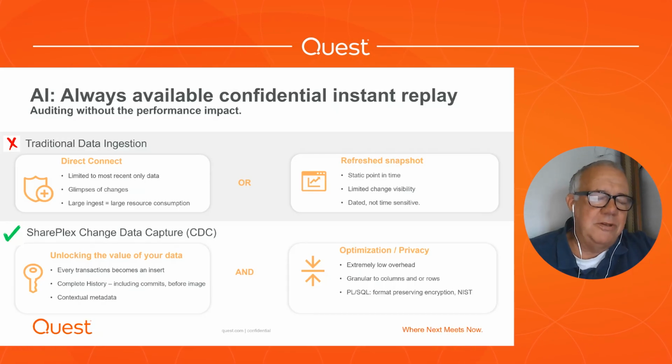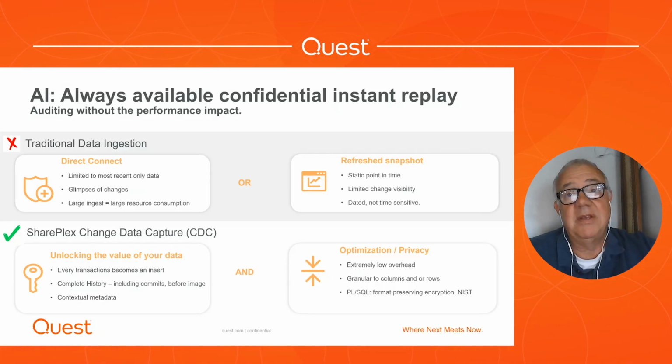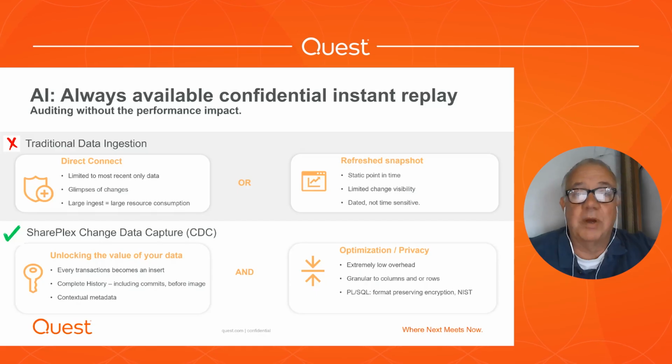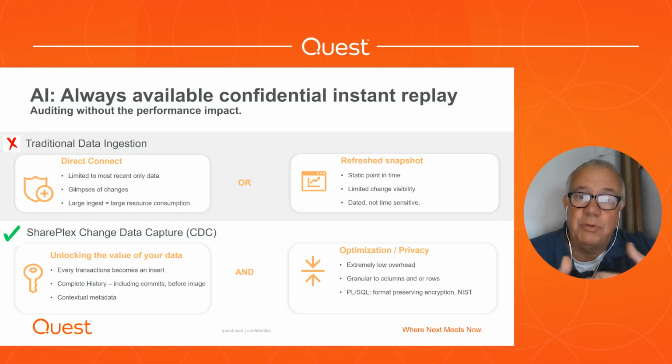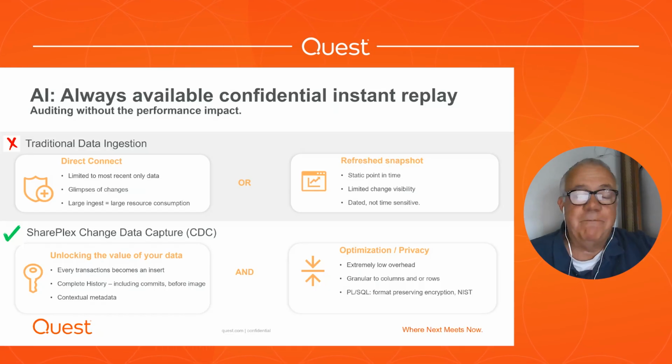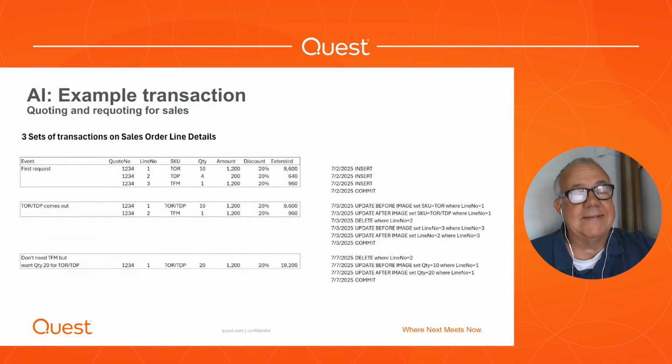So by using SharePlex, you get a few different things with AI. First of all, the AI is able to see every single change in terms of when it took place and what that change was. And that's what we mean by the instant replay. That's valuable contextual information. Now, in addition to giving you the complete audit and history of transactions, we also add some metadata, which I'll be describing in a moment.